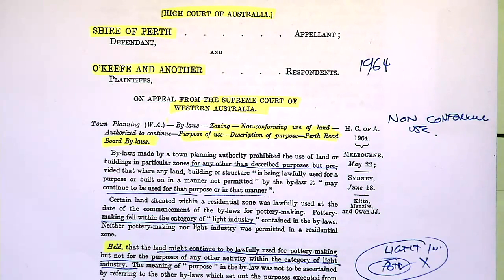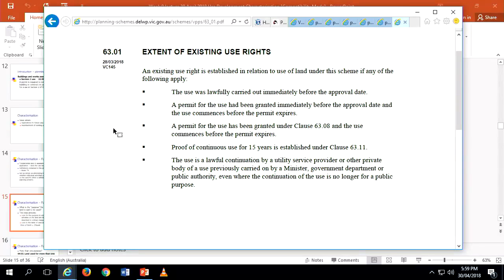So what I will do now is take us to clause 63. Has anyone had a go at clause 63 of the planning scheme? Because this one is a bit of a driver and will provide context to the whole thing. 63.01. I'll flip over the screen in a moment. Now, righto, extent of existing use rights.